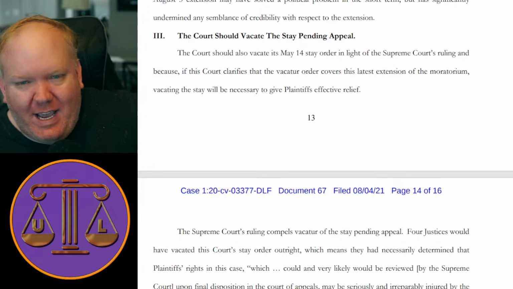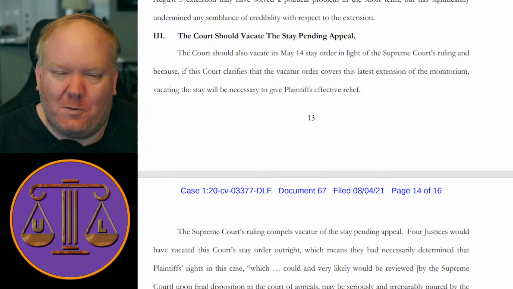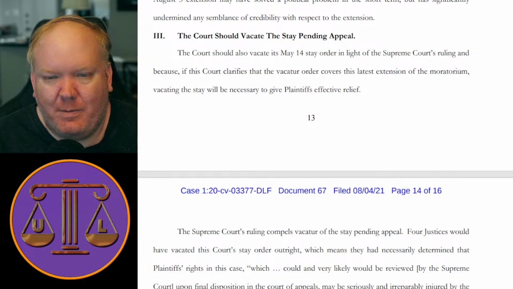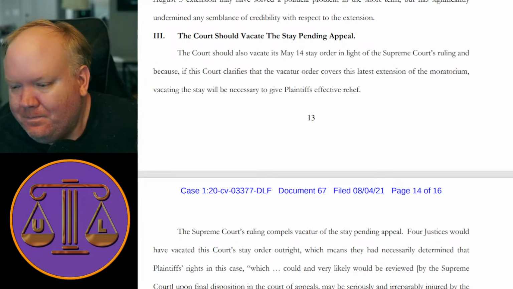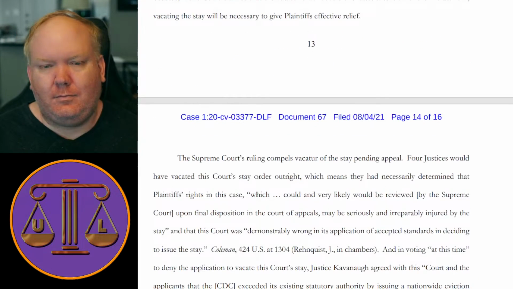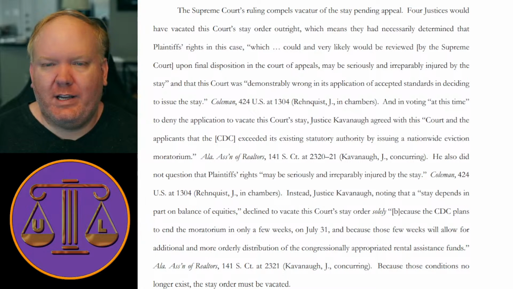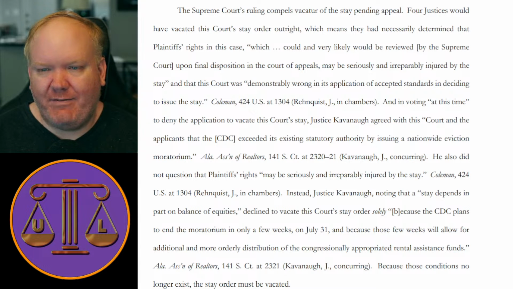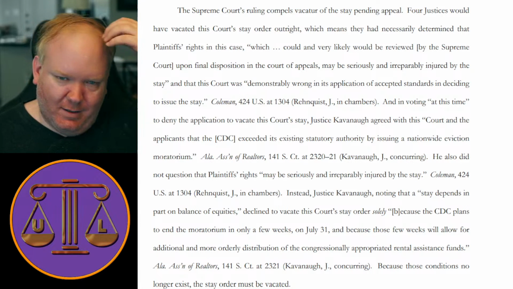The court should also vacate its order in light of the Supreme Court ruling, and because if the court clarifies the order to cover the latest extension, vacating the stay will be necessary to give relief. The Supreme Court ruling compels vacatur of the stay pending appeal. Four justices would have vacated the court's stay outright, which means they have necessarily determined the rights of the case.